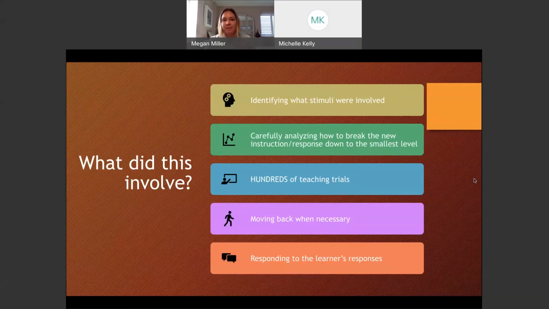Moving back when necessary. So again, noticing how the dog was responding to what she was doing. And if the dog was too stressed, she didn't say, too bad, I'm pushing forward, you'll have to learn. She backed off. And again, we're taught to do the opposite of that. We create more stressful situations by pushing forward instead of noticing what's going on for our learners.